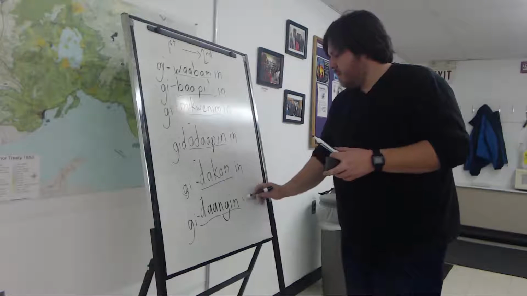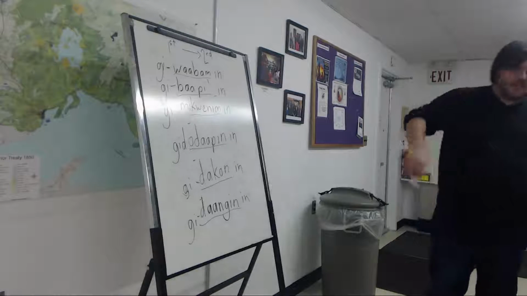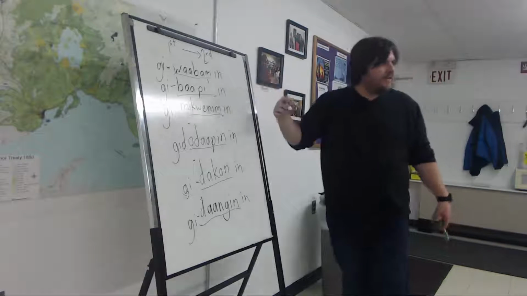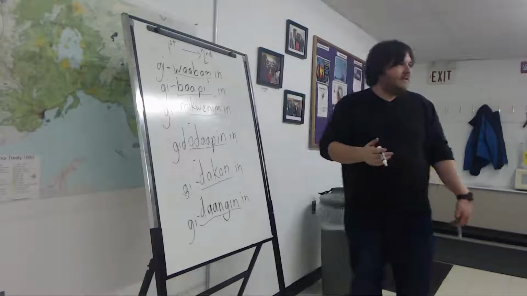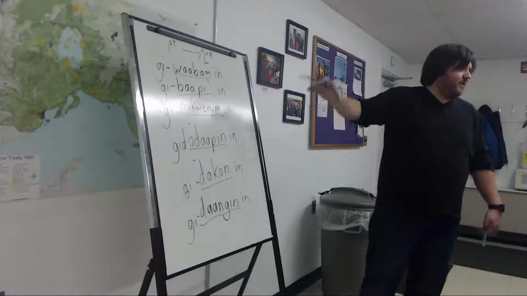Okay, so when the gi and the in are together, it's first and second. So the second person's still involved in there, but they're not the main one doing the action. They're at the receiving end of it. So that's the main tricky one to remember.